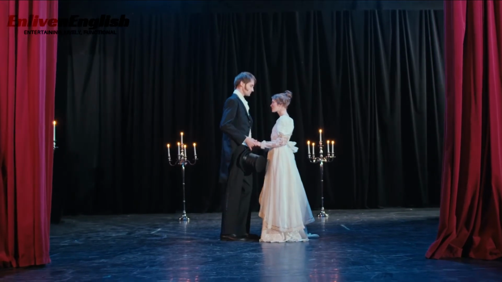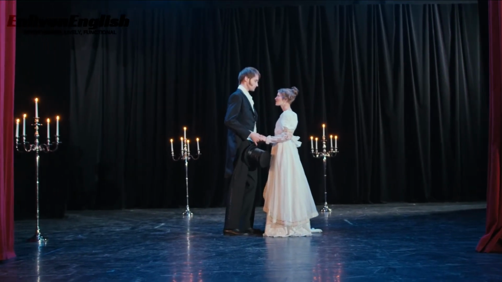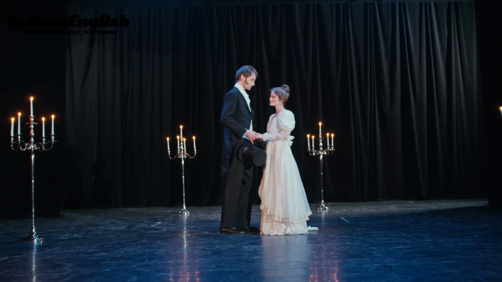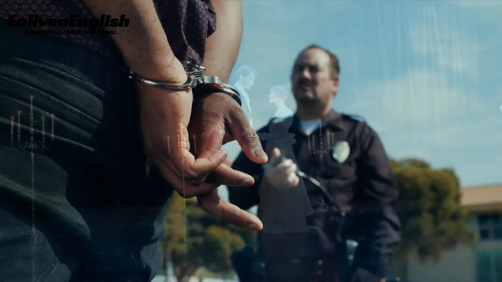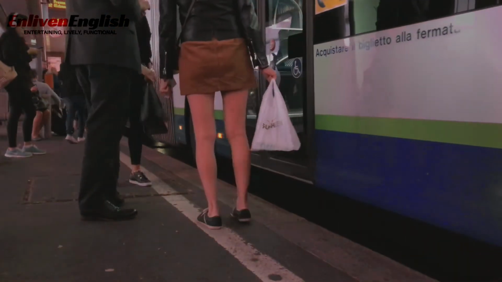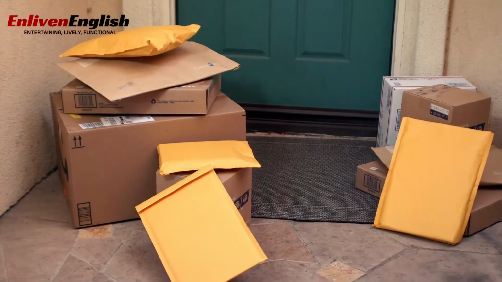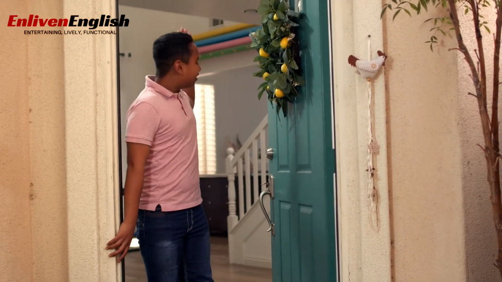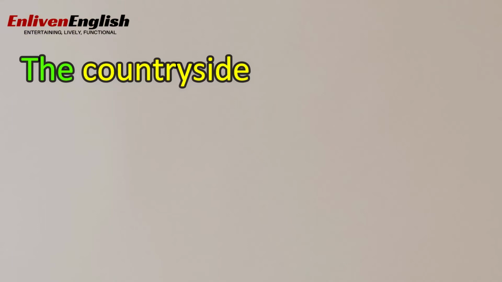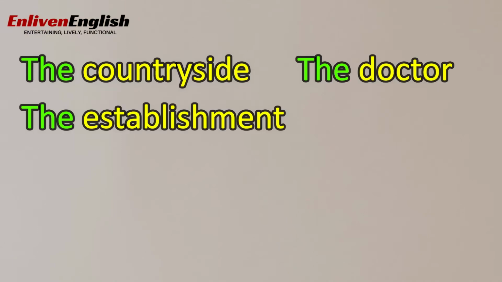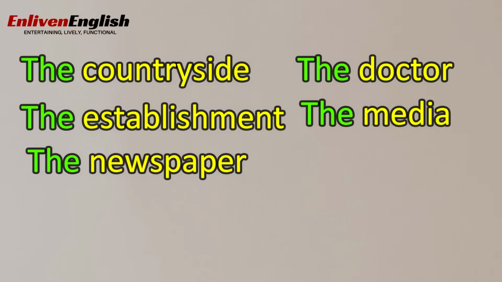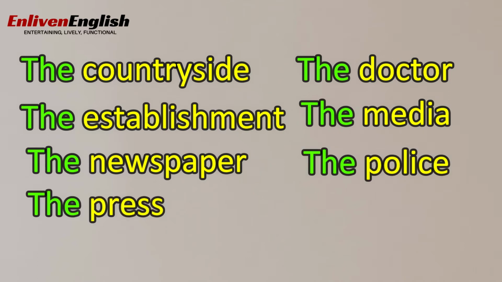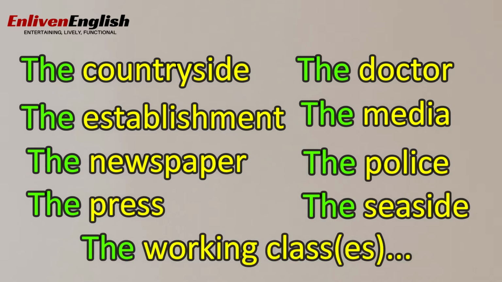Here, the theatre and the movies don't mean any specific theatre or film, but an institution or industry. The same goes for the law. The bus and the train are used as means of transport. The post is the public system that exists for collection and delivery of letters. Likewise, we say the countryside, the doctor, the establishment, the media, the newspaper, the police, the press, the seaside, the working class or classes, and so on.